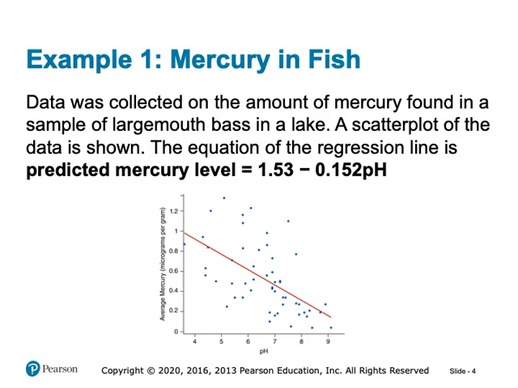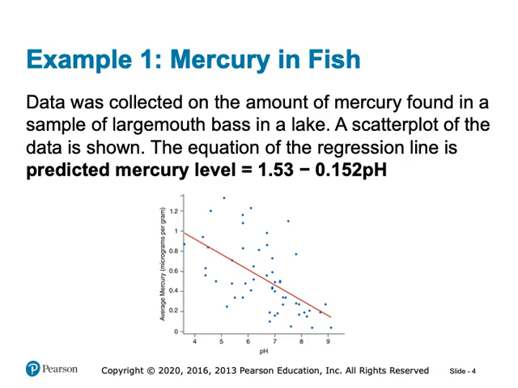Let's consider a concrete example to better understand how we use regression lines in practice. Here, we're looking at data collected on the amount of mercury found in largemouth bass from a specific lake. This data is displayed in the scatter plot on this slide, where each point represents an observation, with pH levels of the lake water plotted on the x-axis and the corresponding mercury levels in the fish plotted on the y-axis. To make sense of this data, we've calculated the equation of the regression line, which is shown here as predicted mercury level equals 1.53 minus 0.152 pH.